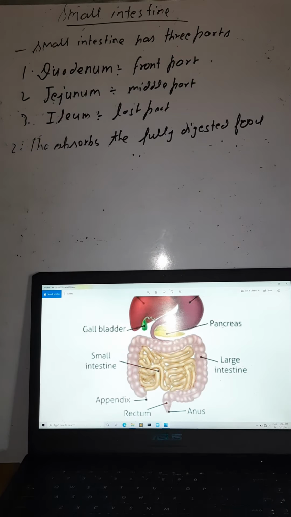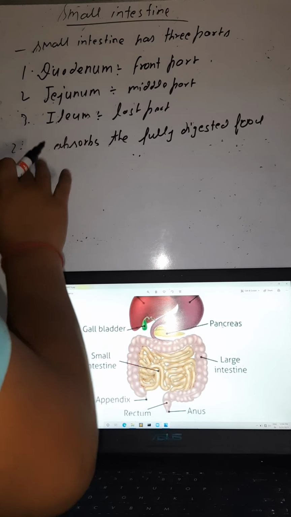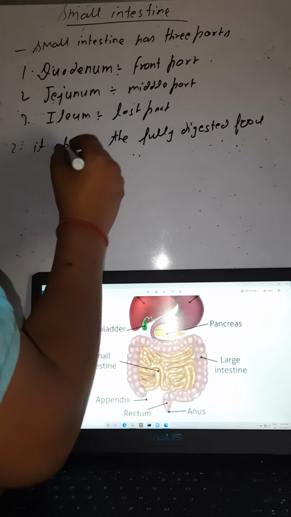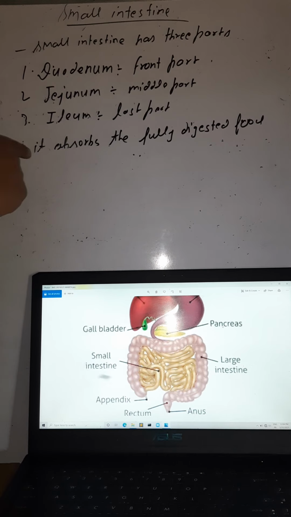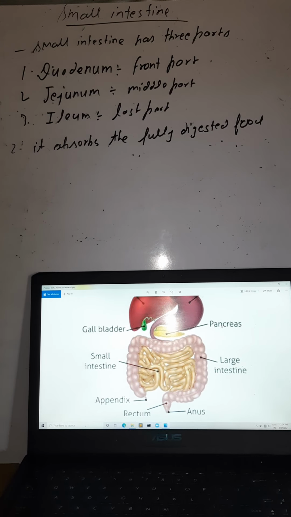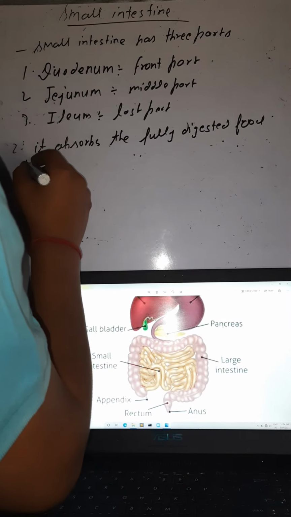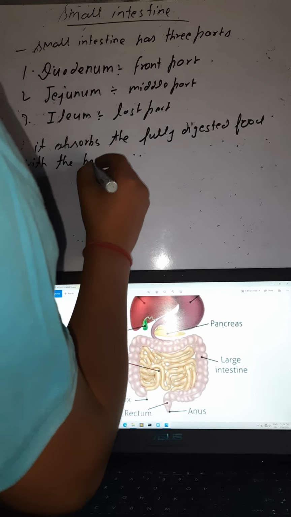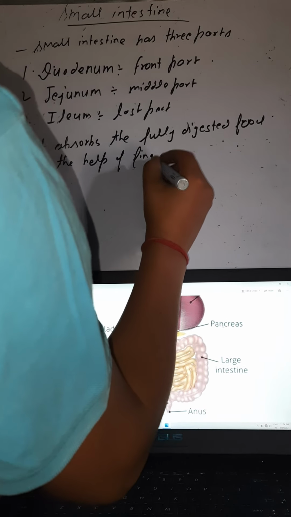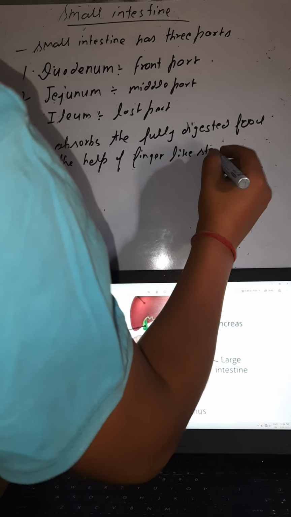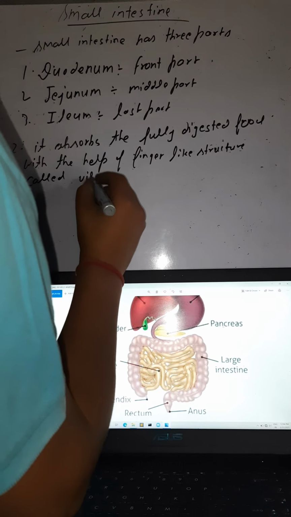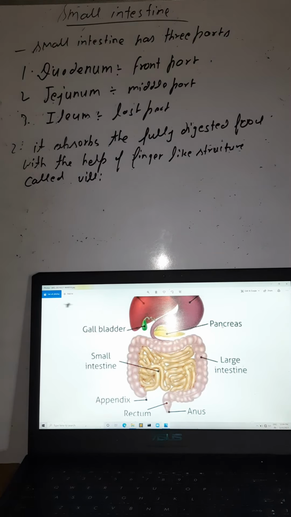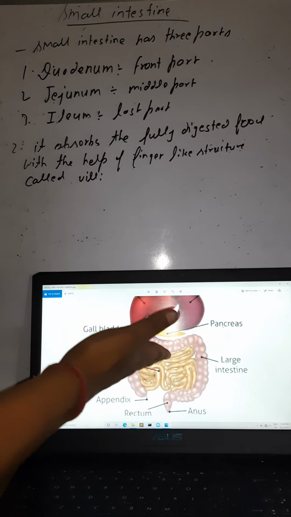So the jejunum absorbs the fully digested food. Who is absorbing? Jejunum. Okay, so it absorbs the fully digested food with the help of finger-like structures called villi. So these villi help in the absorption of the food particles in the jejunum part.